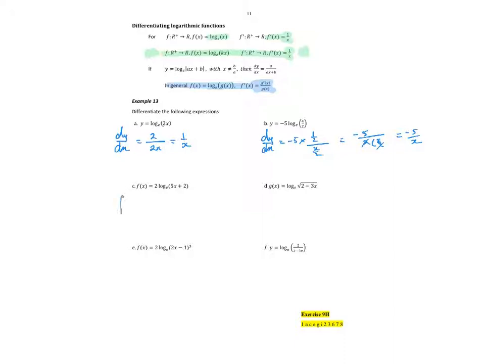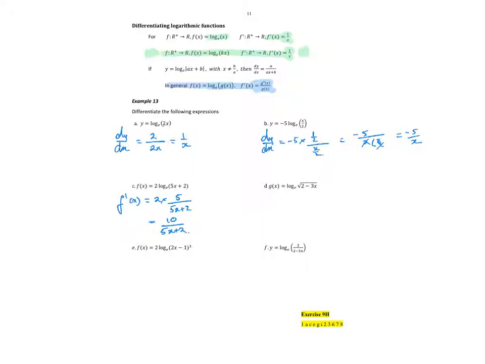f dash of x is equal to 2 times log of 5x plus 2. The derivative of 5x plus 2 is just 5 over the function, which is 5x plus 2. So that could be equal to 10 over 5x plus 2.